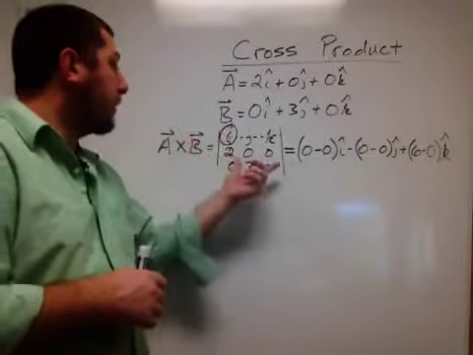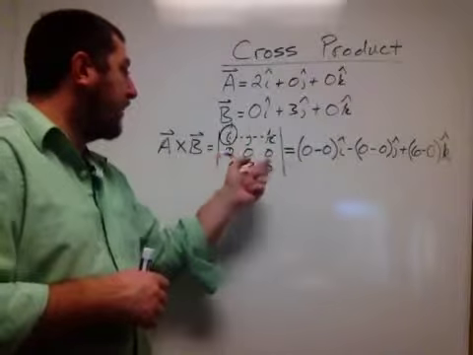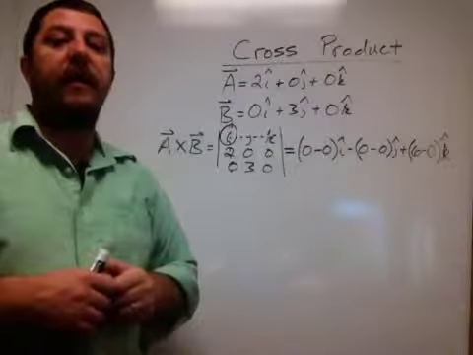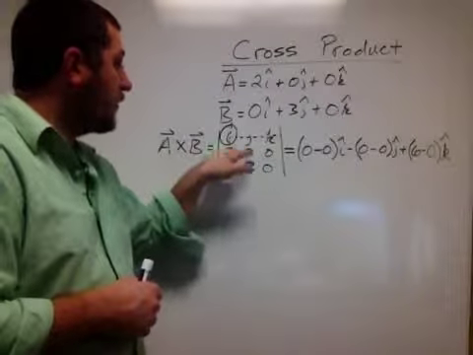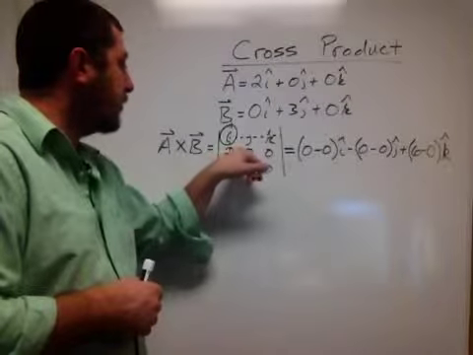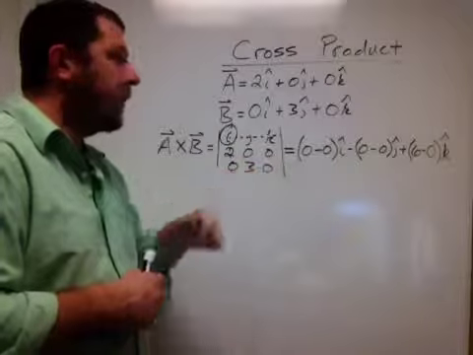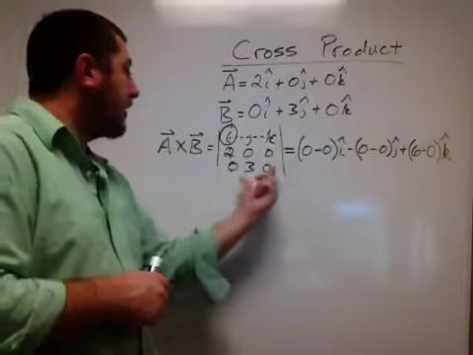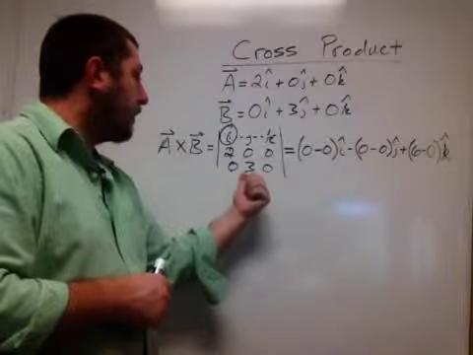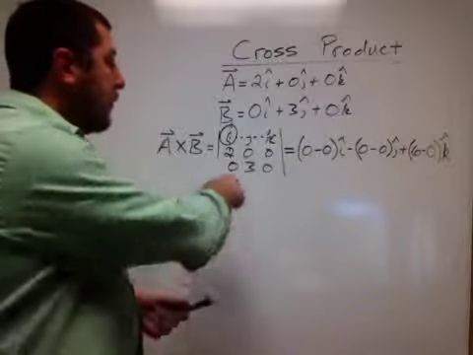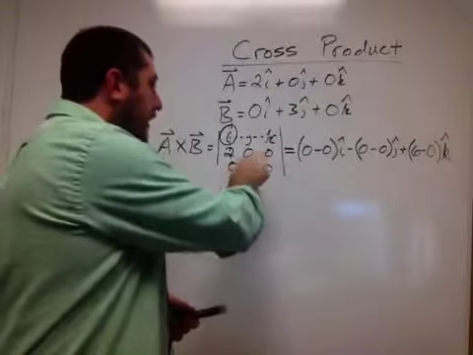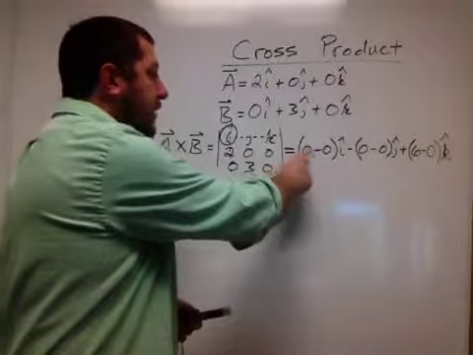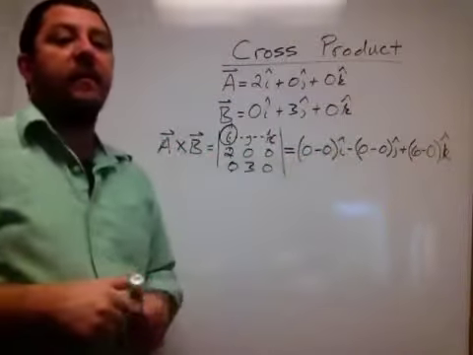So I'm going to take the determinant of this 2x2 matrix and then multiply it by the component i, or the unit vector i. If you recall, the determinant of a 2x2 matrix is: you multiply the top left by the bottom right, and then subtract the product of the bottom left by the upper right. So what we get is 0 times 0 minus 3 times 0, which is 0, so I get 0 minus 0 for my i component.